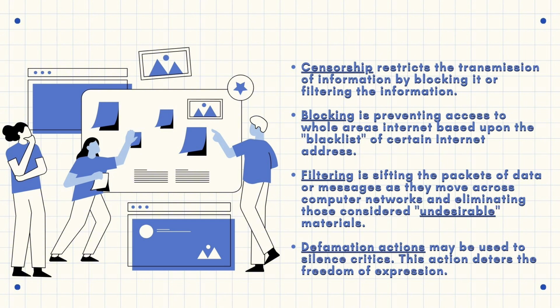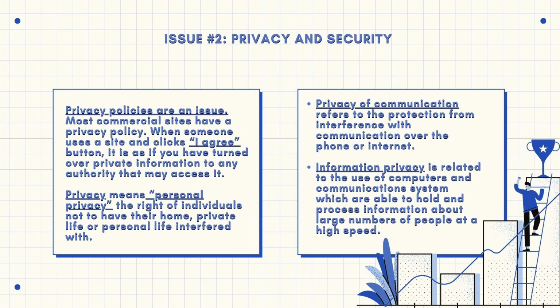Lastly is the defamation. Actions may be used to silence critics. This action determines the freedom of expression. The second issue that we are facing is actually about the privacy and security. Privacy policies are an issue, whether we like it or not.